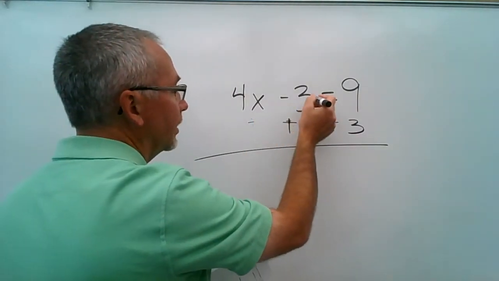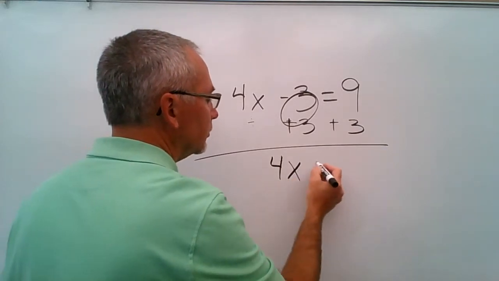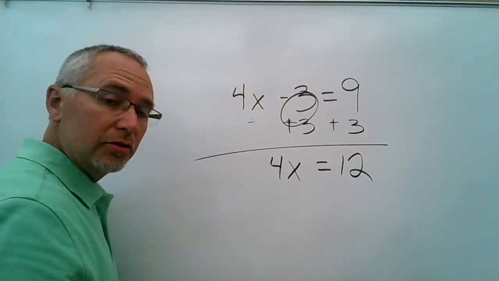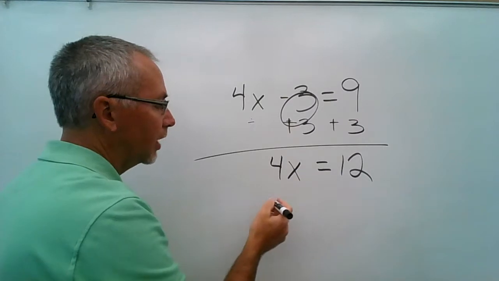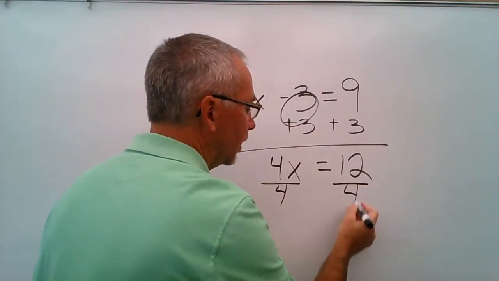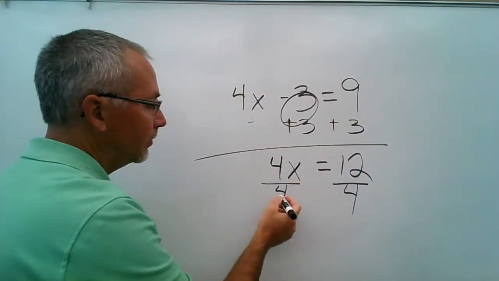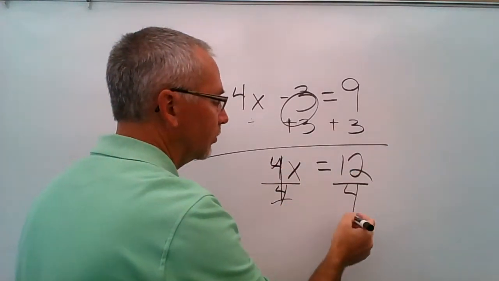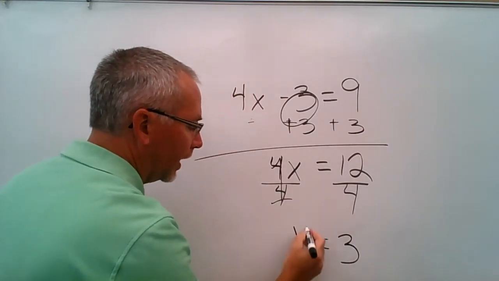So if I do that, negative 3 and a positive 3 will cancel out, and I'm left with 4x. 9 plus 3 is 12. And so now we're into our second step. Our second step is we have a multiplication problem. In order to solve a multiplication problem, we're going to divide. And whatever I do to this side, I must do to that side. So 4 divided by 4 is really just 1. 12 divided by 4 is 3. And so I end up with x is equal to 3.